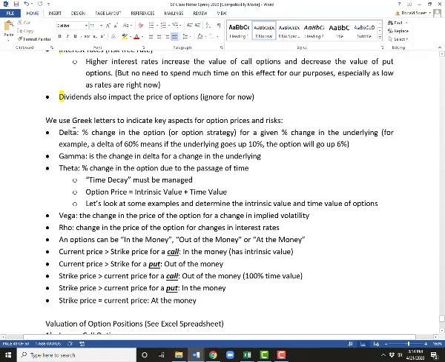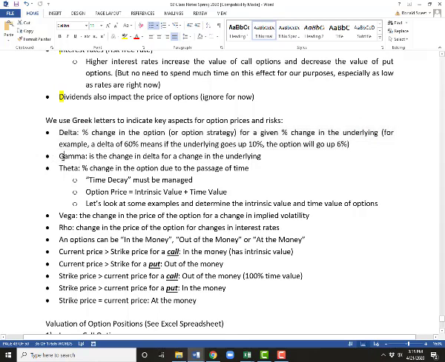So the Greeks, what we're looking at here are different Greek letters that we use to denote certain aspects of options. Delta tells you the percentage change in the price of the option given a percentage change in the underlying. So if I tell you that Apple has a call option that has a delta of 80, then what that means is if Apple's stock price goes up 1%, the option price will go up 0.8%. If the delta is 60%, that means that the underlying goes up 10%, the option goes up 6%. So the delta is really, really important. And delta can change quite dramatically in different scenarios.